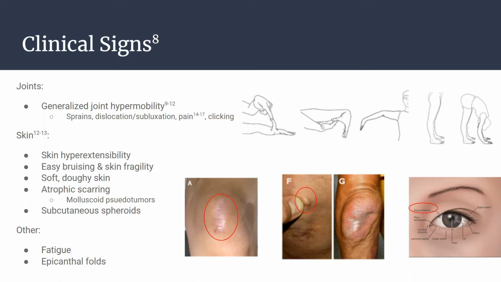So generalized joint hypermobility is common, which leads to sprains, dislocation, subluxation, pain, and clicking. Joint hypermobility can be tested using the Beighton score, so the joints listed on the slide here are measured with the goniometer. Also, there can be skin abnormalities such as hyperextensibility, skin fragility, easy bruising, different scarring, which you can see in pictures on the right. Also, these patients may experience fatigue and epicanthal folds, which is the eyelid picture to the right.